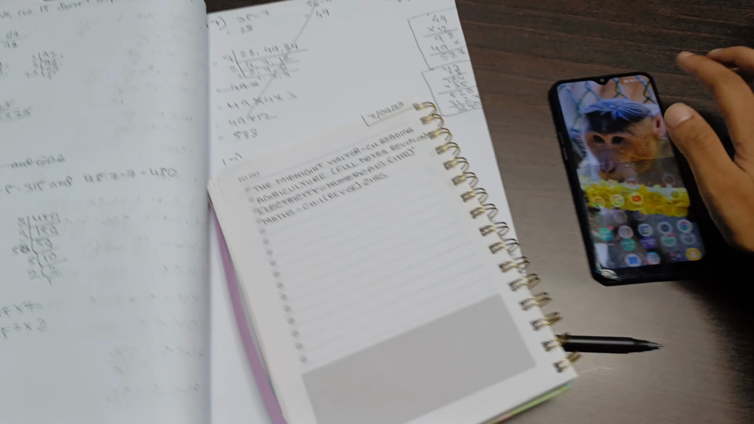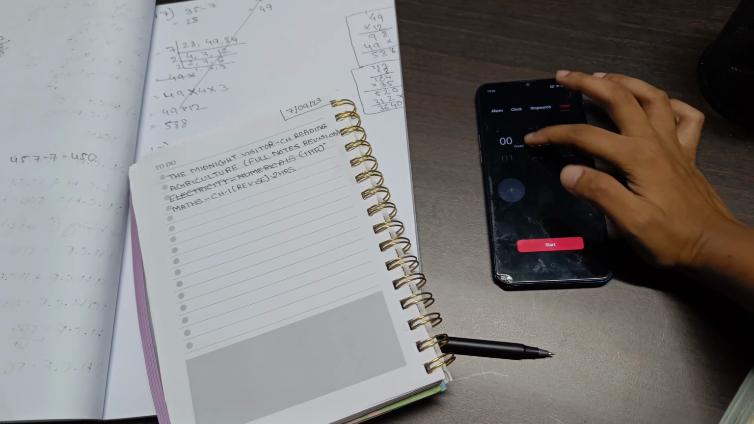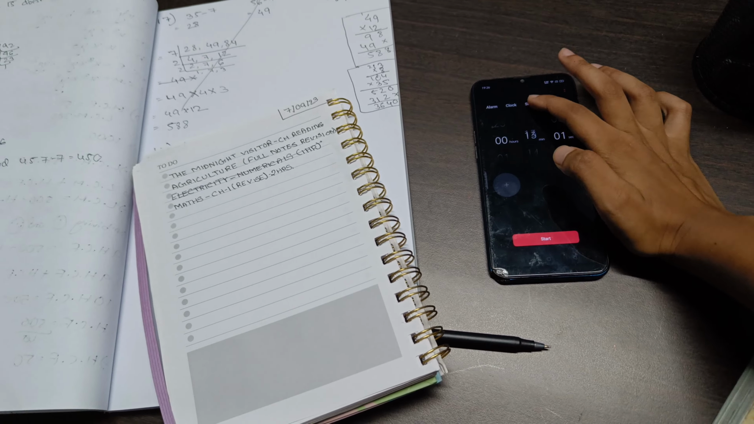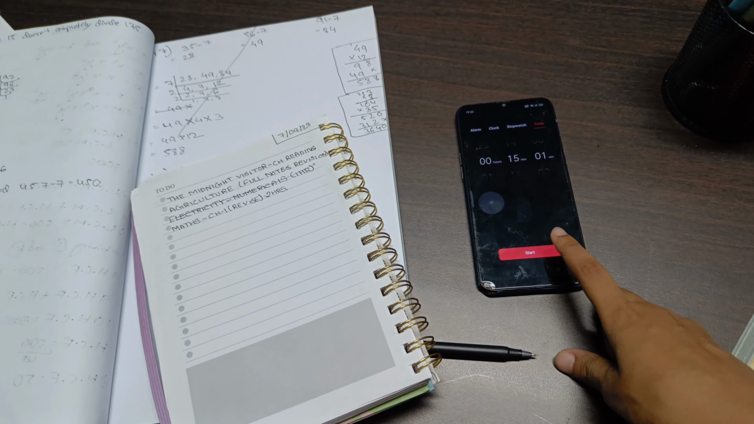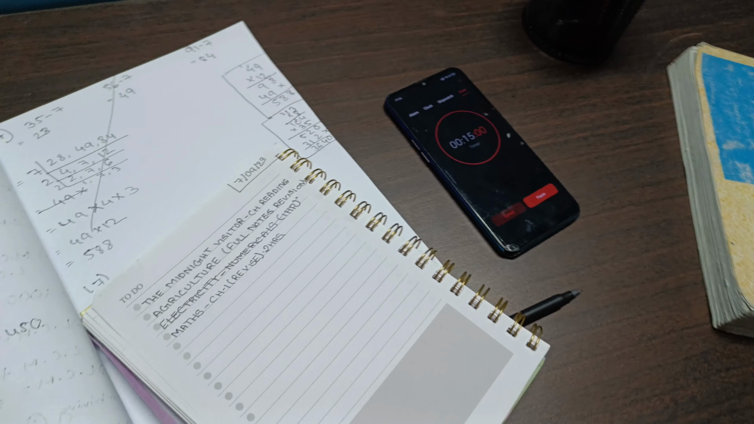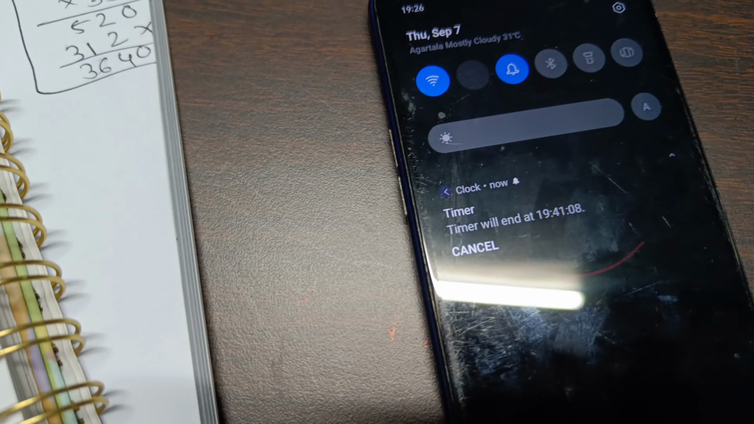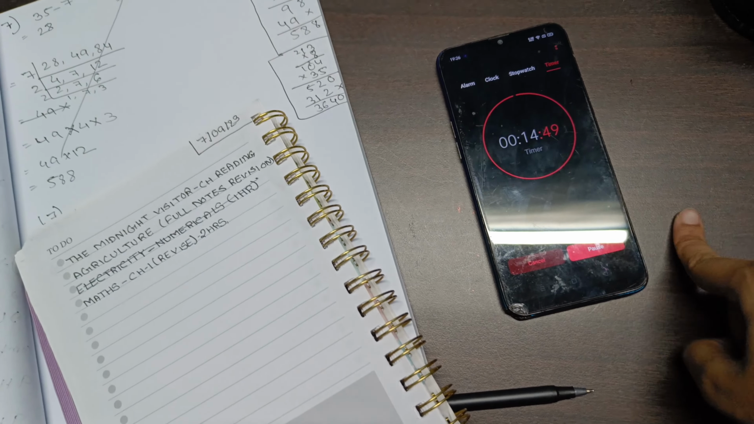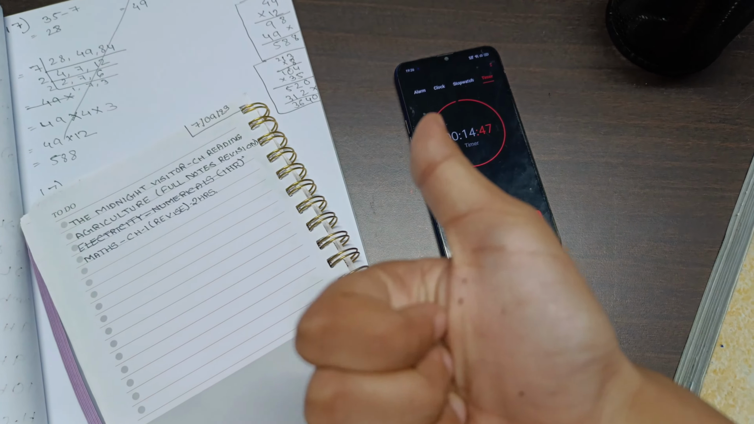So now let's take a break of 15 minutes. After that, we'll take a long break once we are done with this. Let's take a break of 15 minutes. Timer will end in 7:41. So yeah, I'll be back at 7:41.